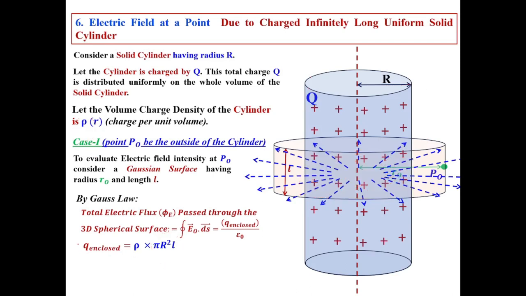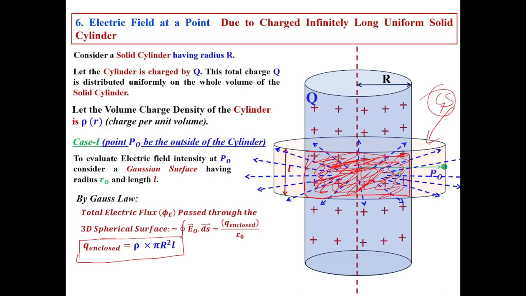Now here you have to watch carefully that this much charge is enclosed by this much portion of the solid cylinder. Exactly this much charge is enclosed by this Gaussian surface. Got it? So this Gaussian surface encloses the charge rho times pi R squared L. We have to substitute that over there.